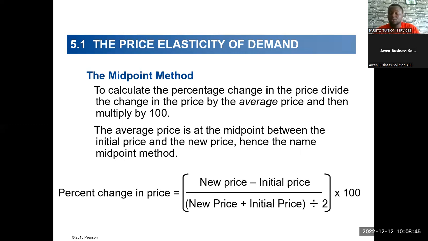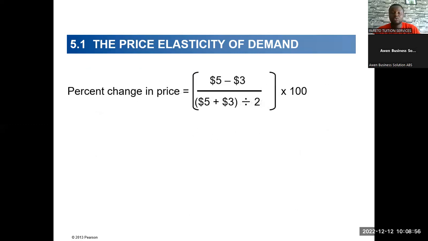So the denominator is the average of the two prices, times 100%. So when we use this formula, it doesn't matter if the change in price is an increase or a decrease. We'll still get the same percentage change. So let's look at that. Now, with the rise in price, we have $5 minus $3 divided by, we add the two prices, then we divide it by 2, times 100.